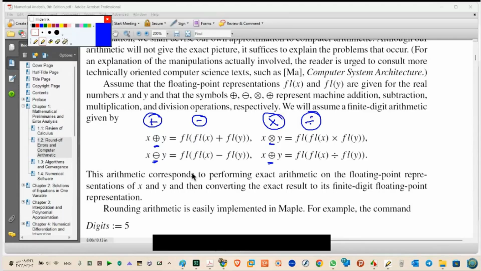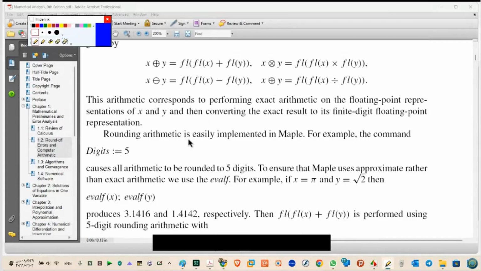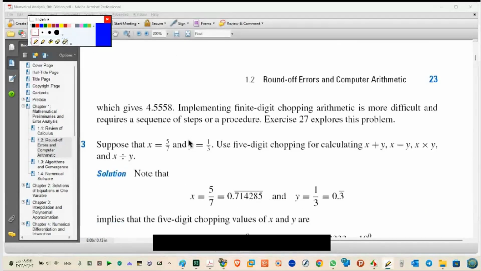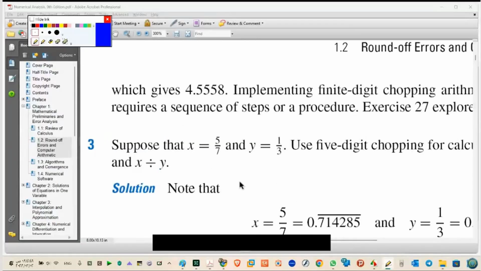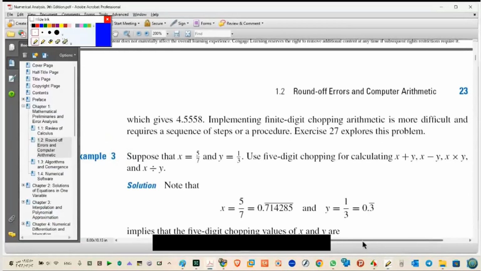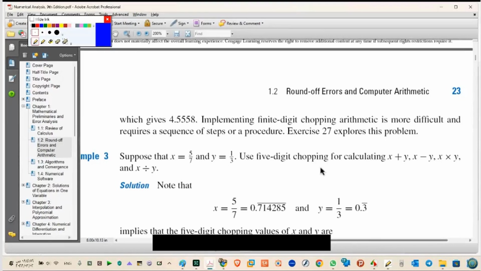Okay. Now let's start with the example. Suppose that x equals 5 over 7, y equals a third. See, here also we have a fraction, and for a fraction there is no exact decimal answer.